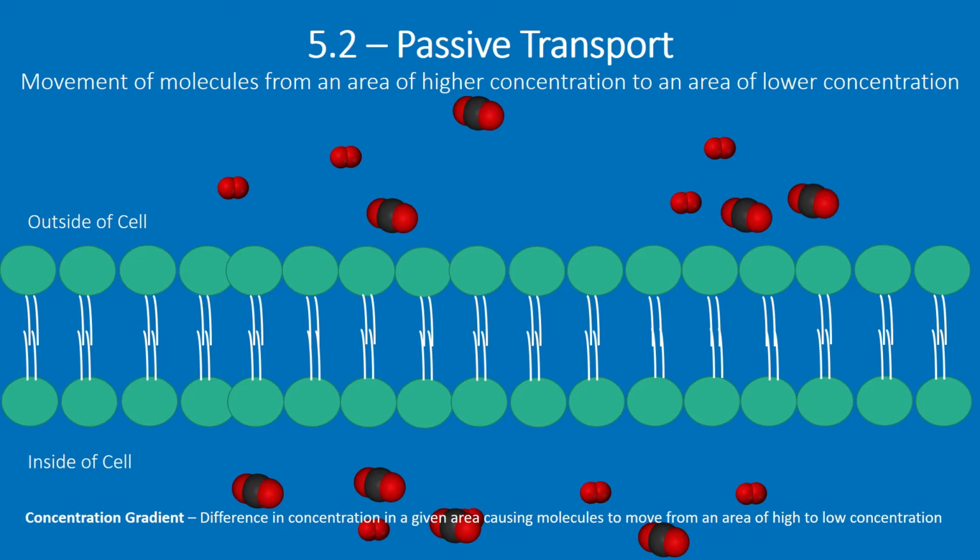Please keep in mind that living organisms are in constant flux. As those oxygen molecules enter the cell, more will congregate outside. Likewise, more carbon dioxide will build up on the inside of the cell as they get ready to diffuse outwards.